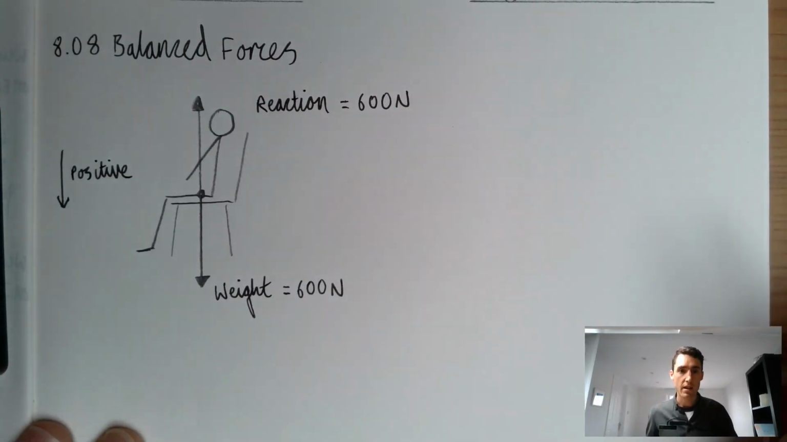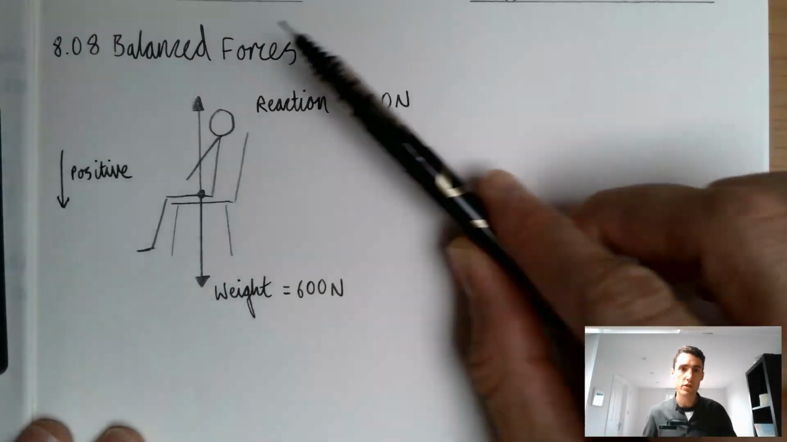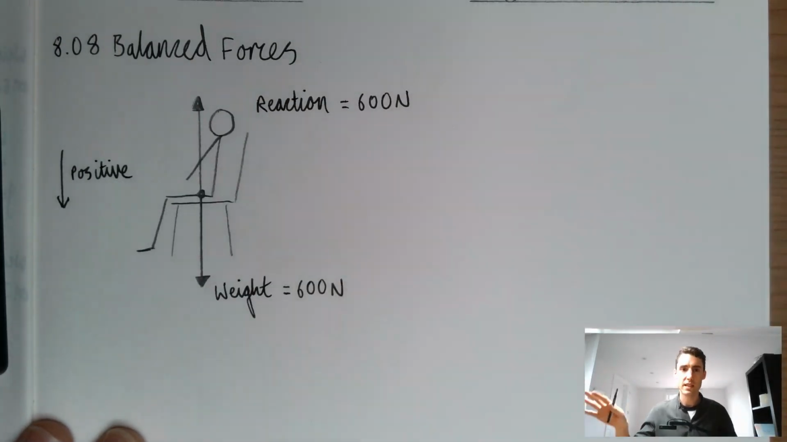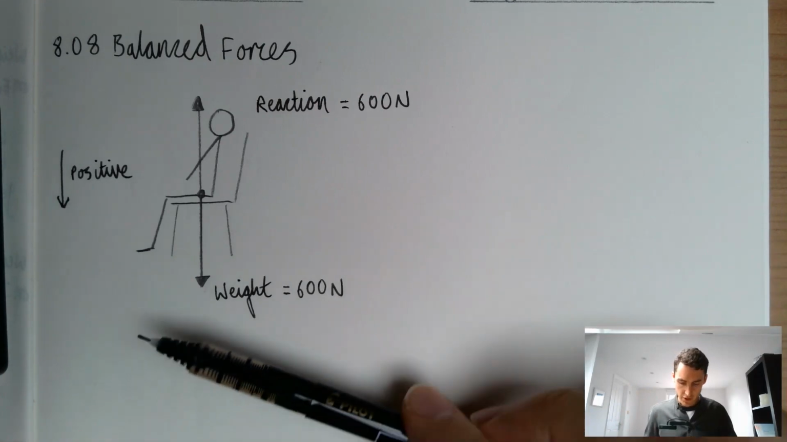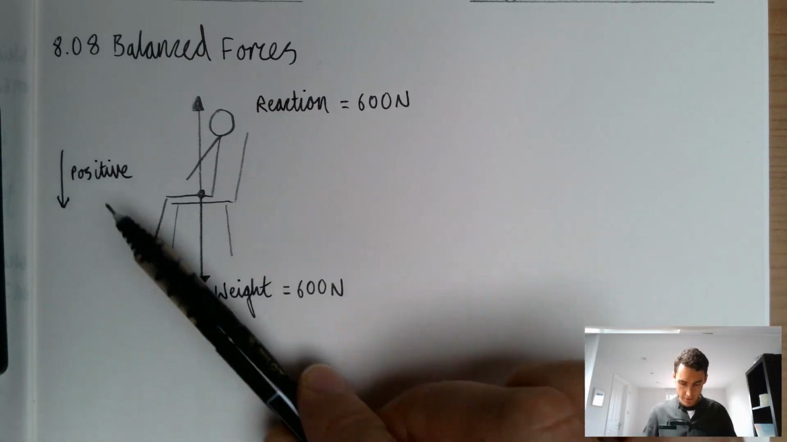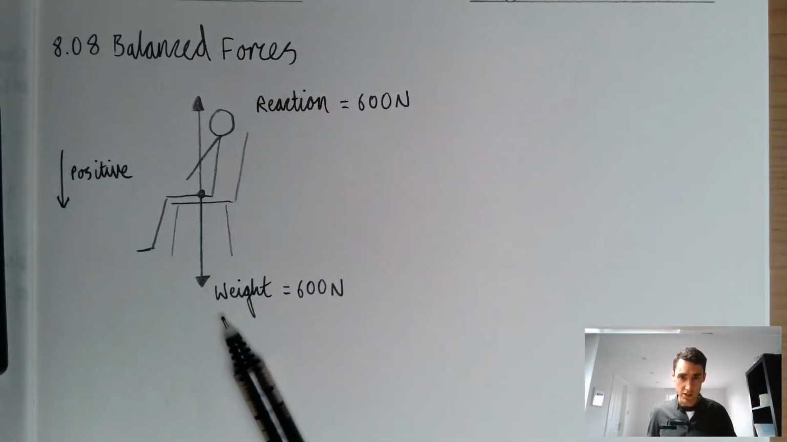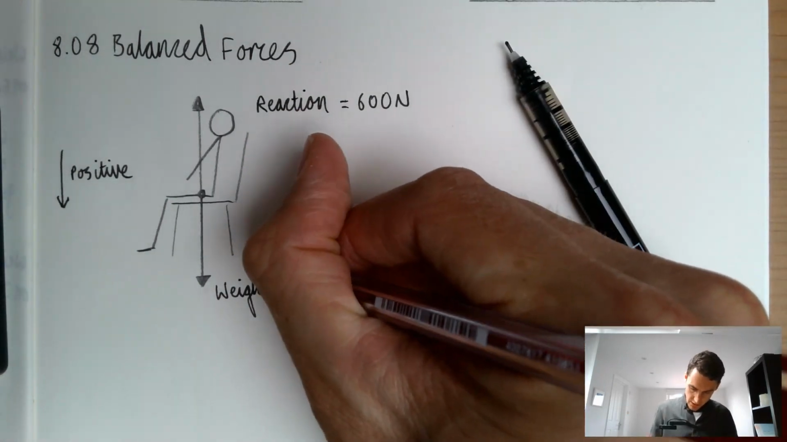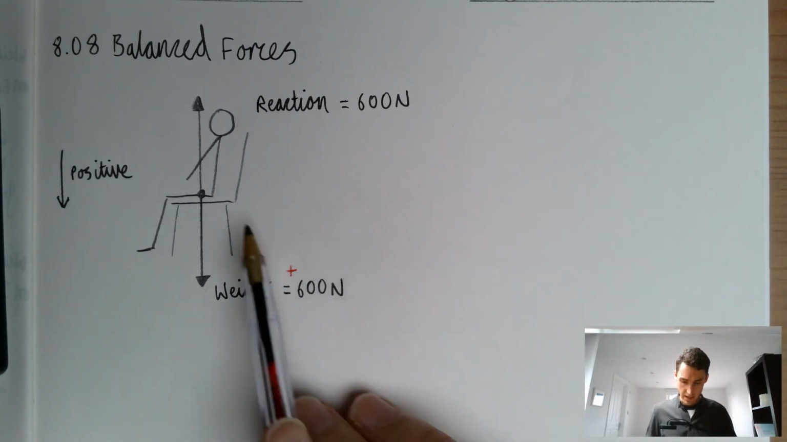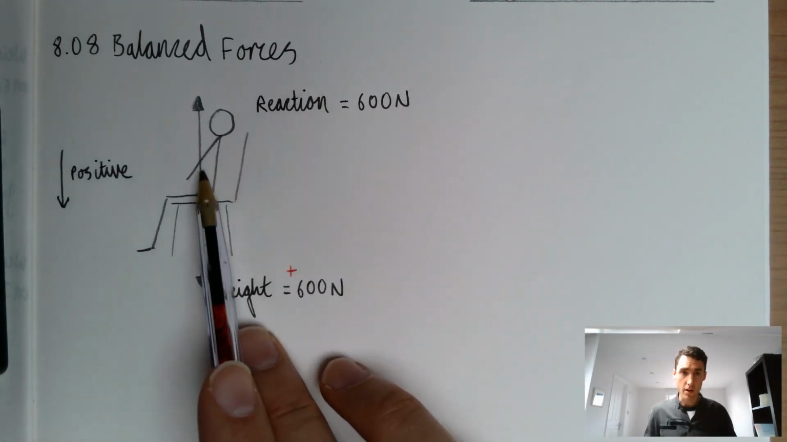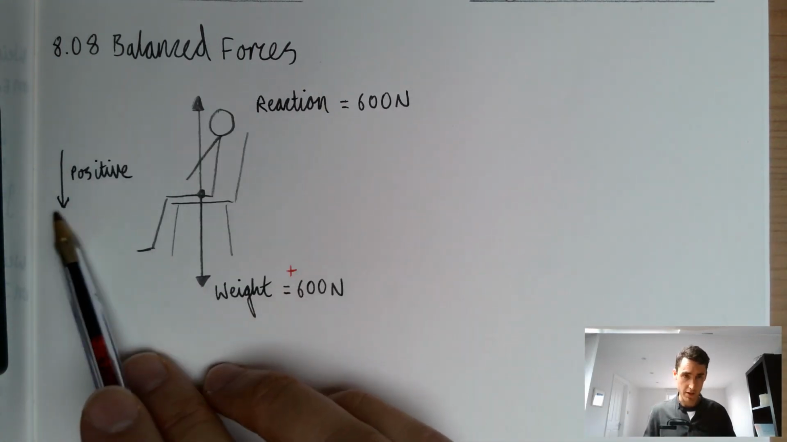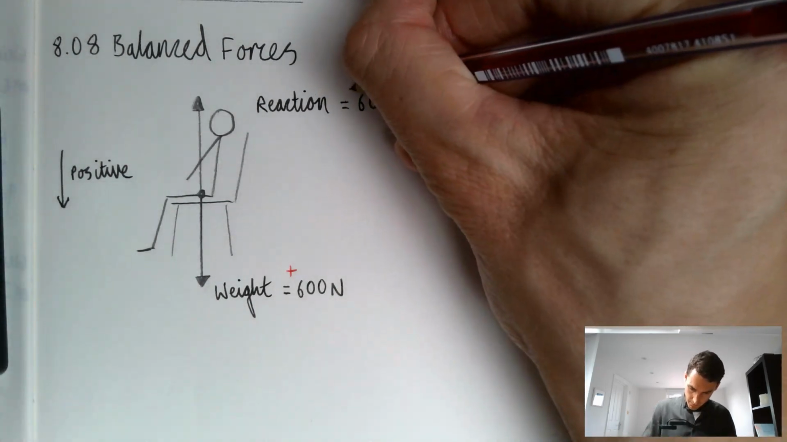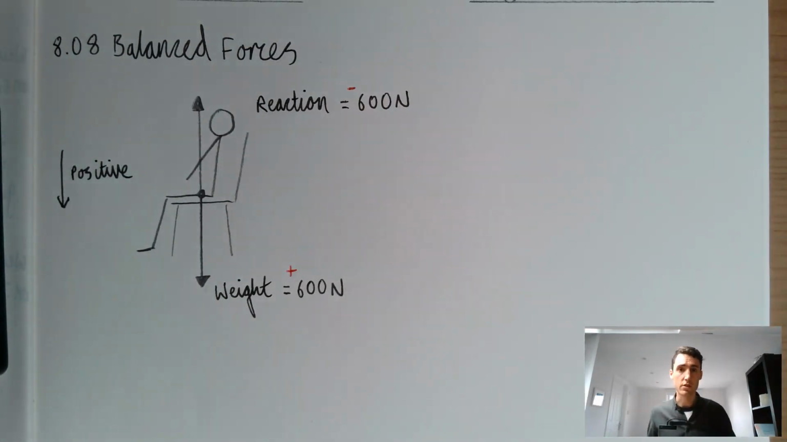But then we could say, well, the overall force, and again, I'm going to introduce resultant force next time, but I just want to illustrate this to students. If downwards forces are positive and my weight is 600, well, that's going to be plus 600 newtons. And if that reaction force is going in the opposite direction to what I've defined as positive, then that is going to be minus 600 newtons.